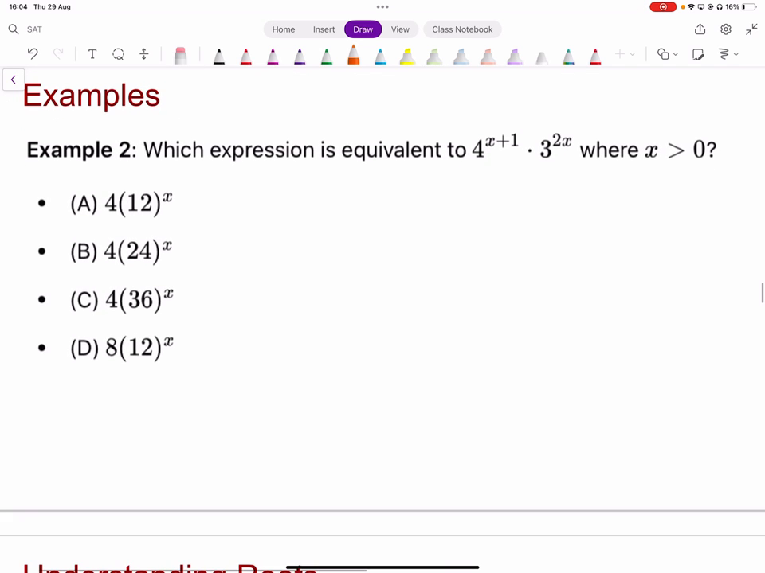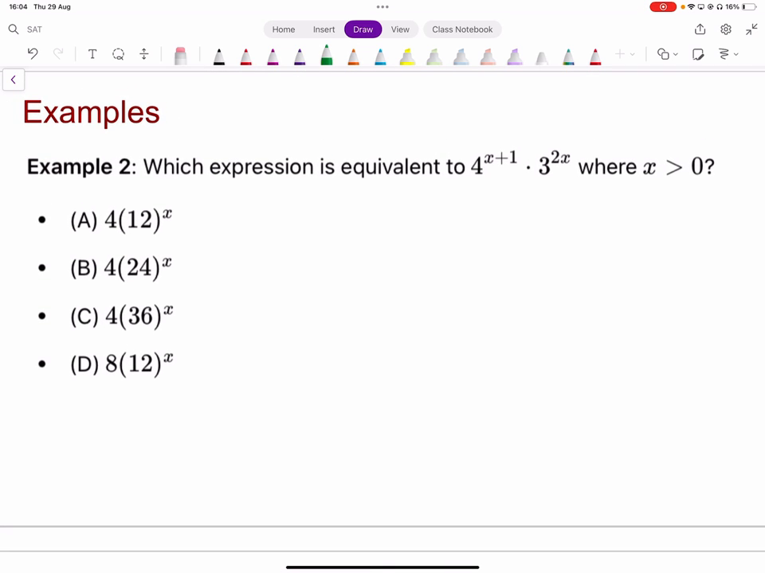Here's another example. Which of these expressions is equivalent to this? 4 raised to power x plus 1 into 3 raised to power 2x, and you are given that x is greater than 0. That's not very relevant right now. Just focus on this part. 4 raised to power x plus 1 into 3 raised to power 2x. Which of these is equivalent to that? Please make sure you have a paper in front of you, pen and paper, so you can write it down. Let me know इसमें से कौन सी हो सकती है option.